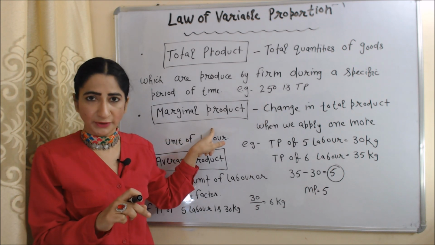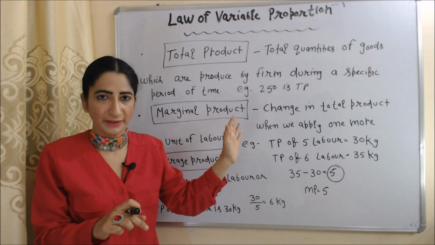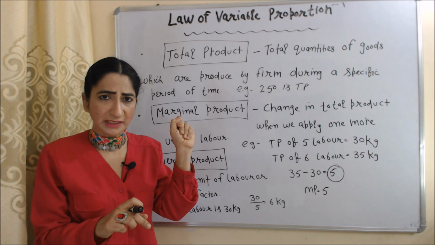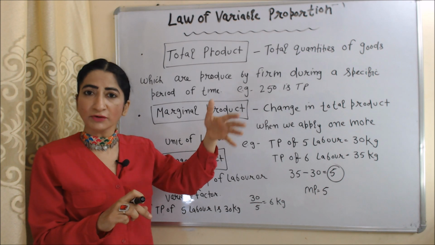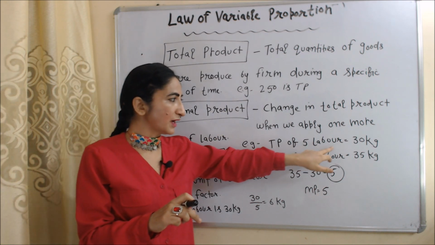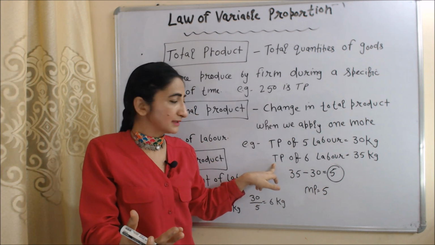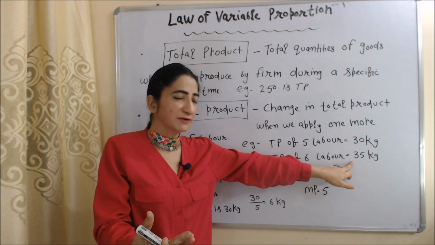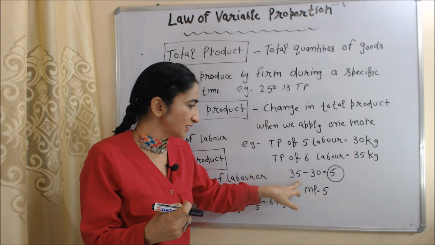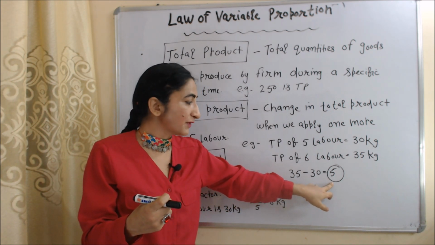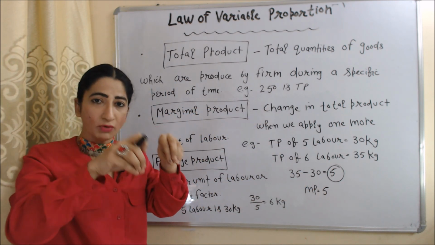So what is marginal product? Marginal product means change in total product when we apply one more unit of variable factor. Here we assume our variable factor is labor. So we can say that marginal product means change in total product when we apply one more unit of labor. For example, total product of 5 labor is equal to 30 kg. And when we apply one more unit of labor, or we can say that total product of 6 labor is equal to 35 kg. After applying one more unit of labor, change in total product is 35 minus 30 is equal to 5. This 5 will be called our marginal product, because marginal product is change in total product when we apply one more unit of labor.